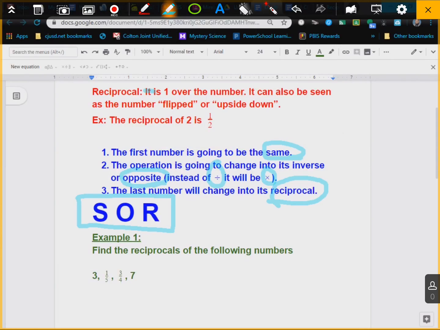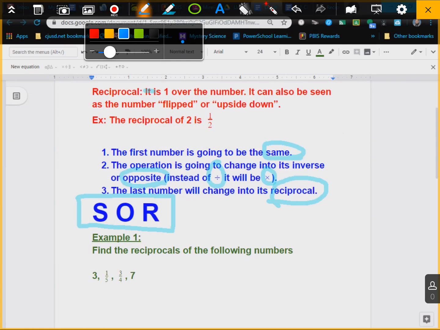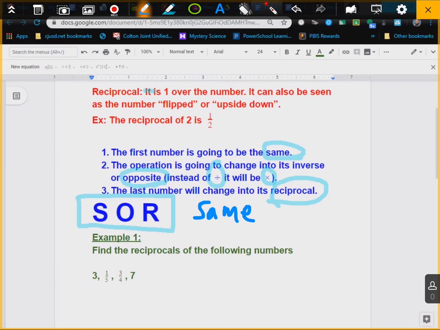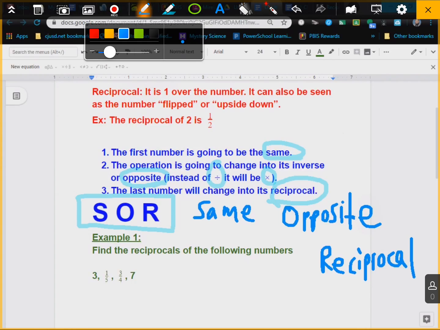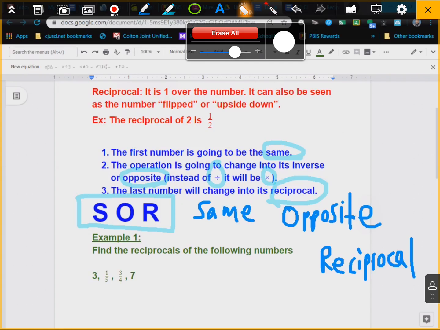SOAR stands for same, opposite, and reciprocal. And I call it SOAR because it can be soar, like you can soar high and do division with fractions, or sore, like it could be a sore subject that you need to work on. So that's what it is. You just got to do same, opposite, reciprocal. So let's go ahead and do the examples.